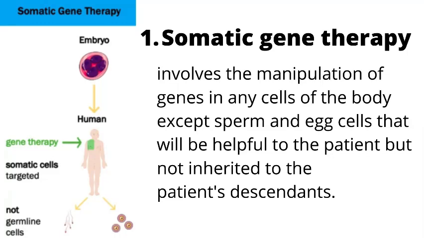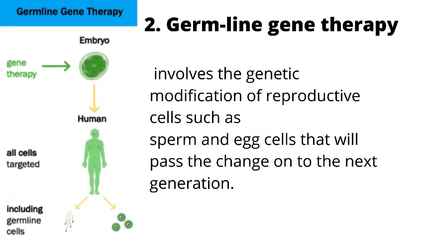The second type of gene therapy is the germline gene therapy. It involves the genetic modification of reproductive cells such as sperm and egg cells that will pass the change onto the next generation. So, germline gene therapy is when DNA is transferred into the cells that reproduce cells, eggs, or sperm in the body.